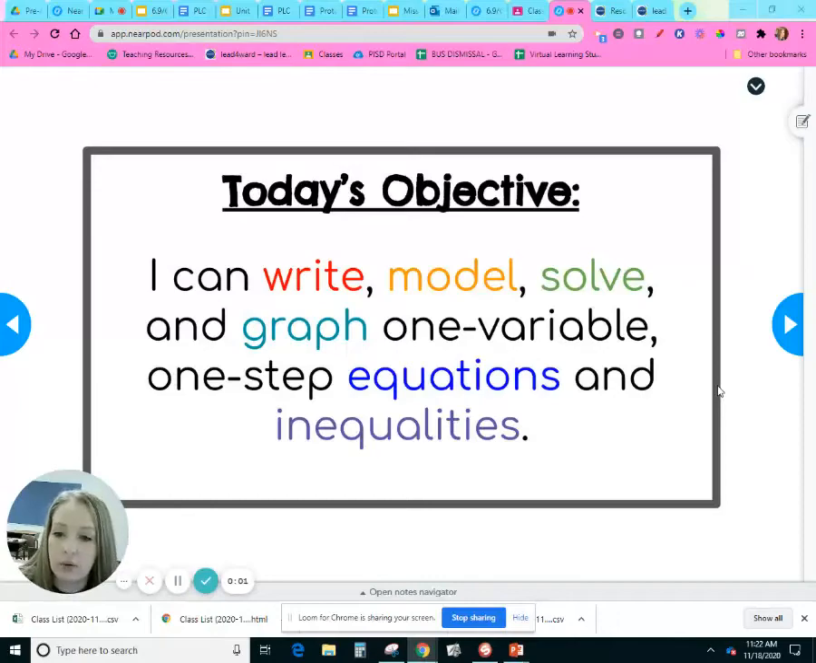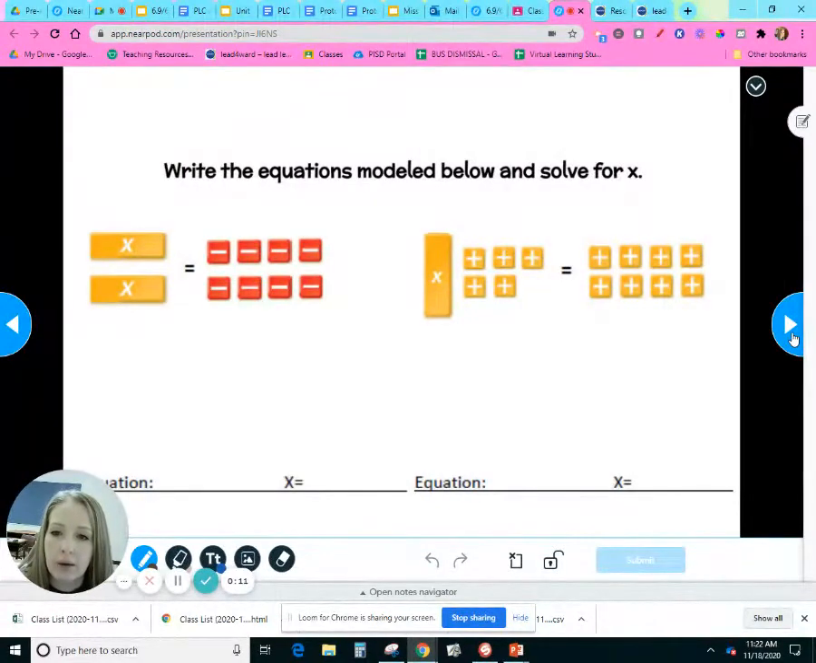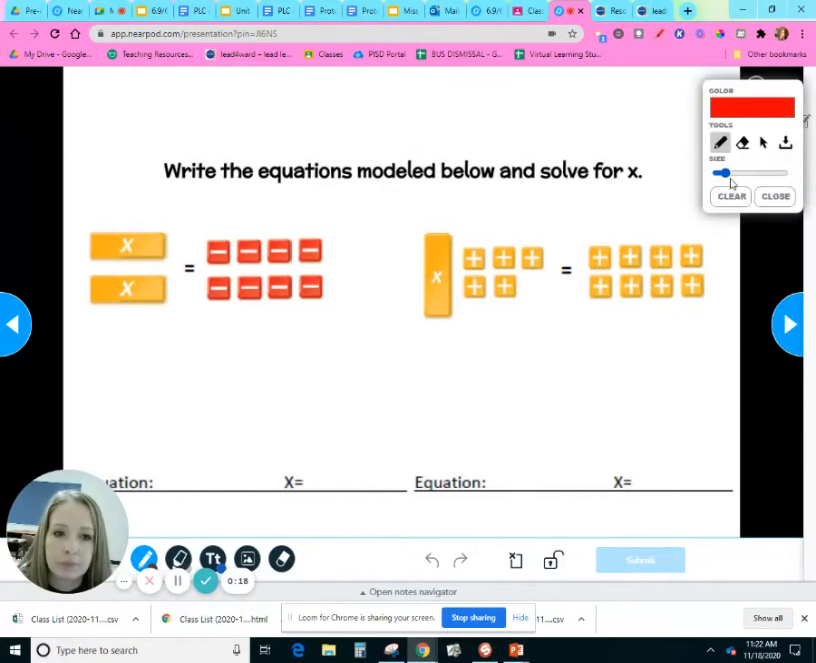This should help you get ready for the test over equations and inequalities. If you understand everything in this video, you'll do just fine on tomorrow's test. So here we have two different equations being modeled. So let's talk about the first one.